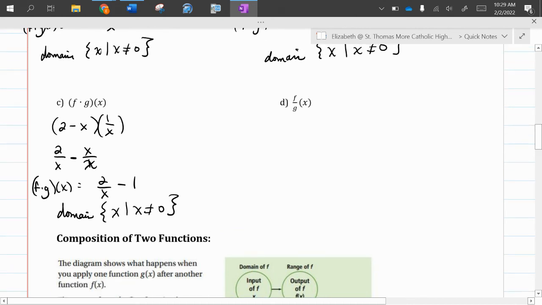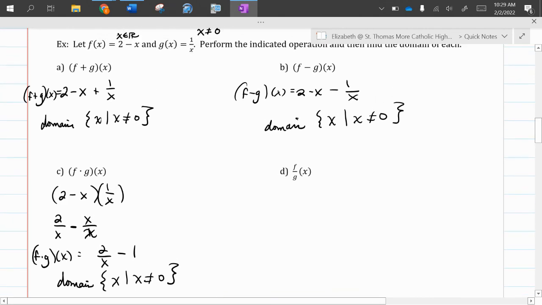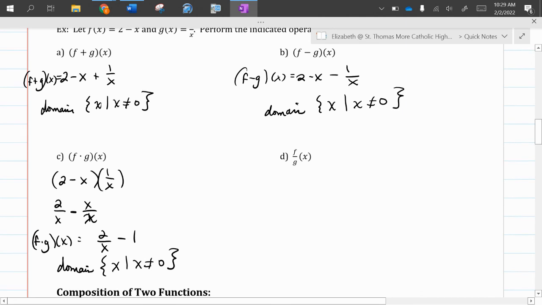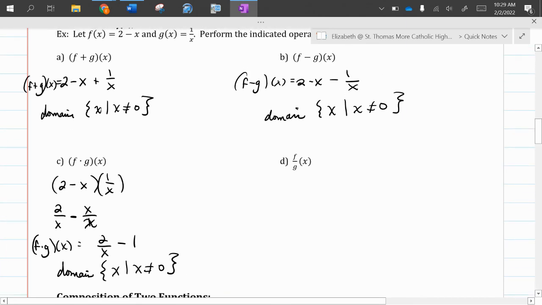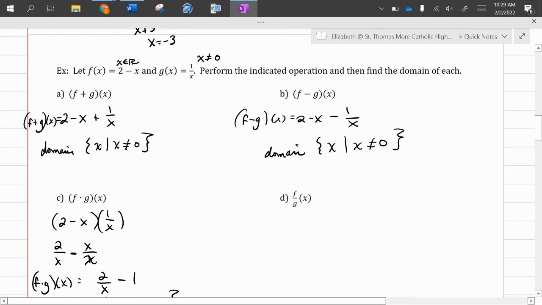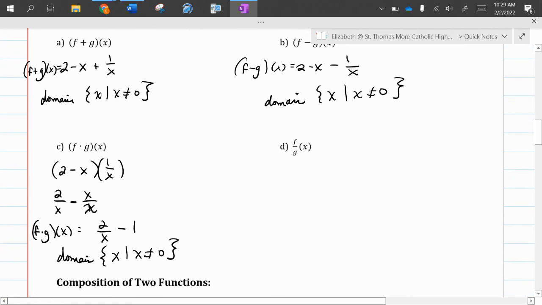So if the domain of f was all the reals and the domain of g was everything except 0, then the domain of the sum, the difference, or the product will be what the two domains have in common. So what they have in common is everything except 0.